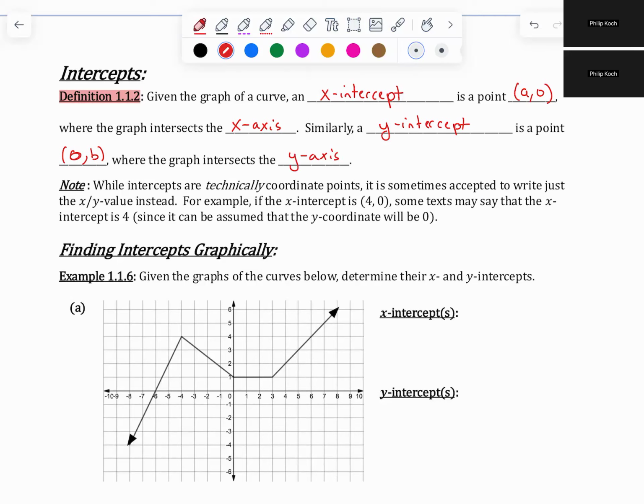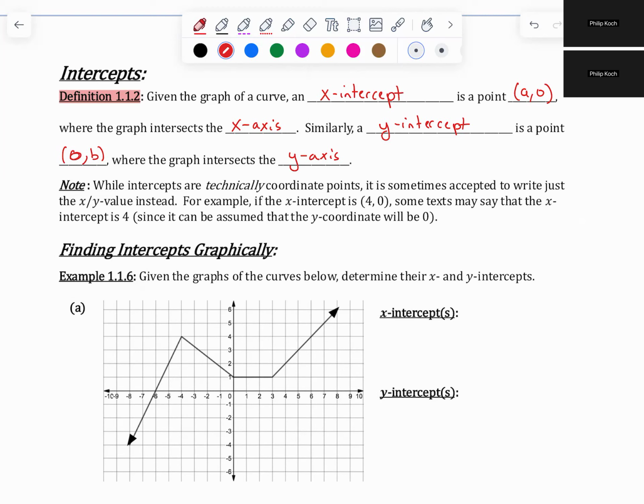The key thing I want to mention is that technically speaking, an intercept is an ordered pair. I believe on ALEKS, unless they've changed it, ALEKS wants you to write just the x coordinate or the y coordinate for the x-intercepts or y-intercepts respectively. So they just want you to write the x value or the y value, which is not technically correct, but either way. If it comes to my exams, I will be very, very particular. I'll say write the x-intercept, and in bold italics, I'll write that I want the answer as a coordinate point to make sure that I get it as the coordinate point.